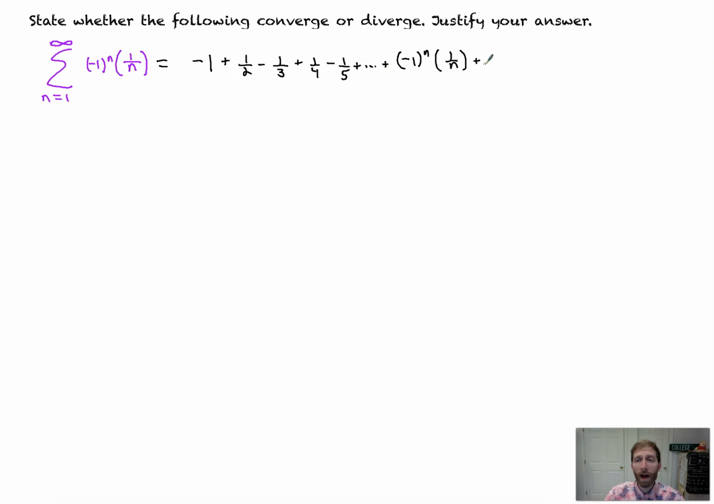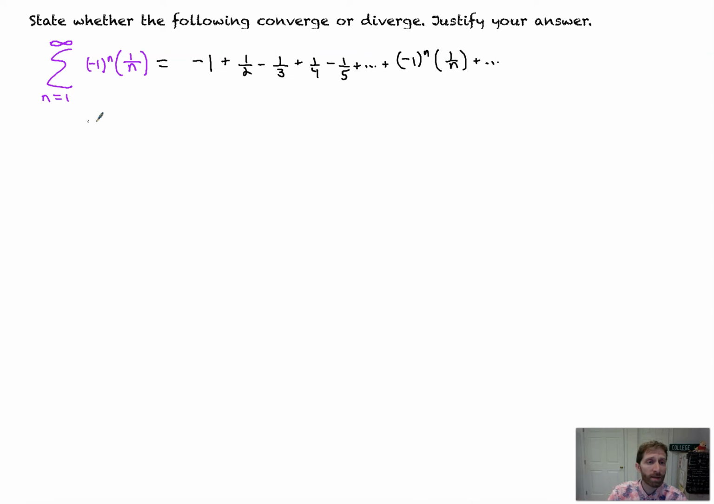Now we know that the harmonic series itself diverges. The harmonic series diverges, but this is alternating. And we see that the terms decrease in absolute value, right? We go from 1 to 1/2 to 1/3 to 1/4 to 1/5. Those are all getting smaller, and that won't stop. So the terms decrease in absolute value, meaning ignoring the negative signs, and they're going to go to 0 eventually.